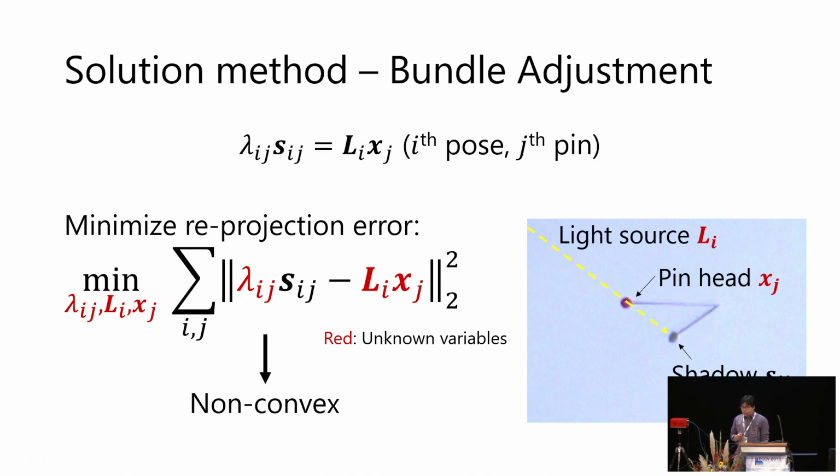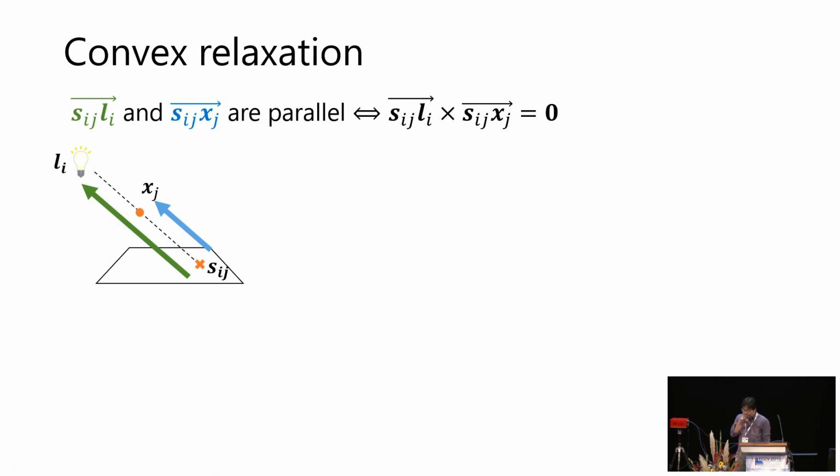In structure from motion, this formulation is called bundle adjustment, and it's known to be a non-convex problem. It means that we need a good initialization for this optimization. So I will explain a bit more about initialization. We use the convex relaxation for the initialization.